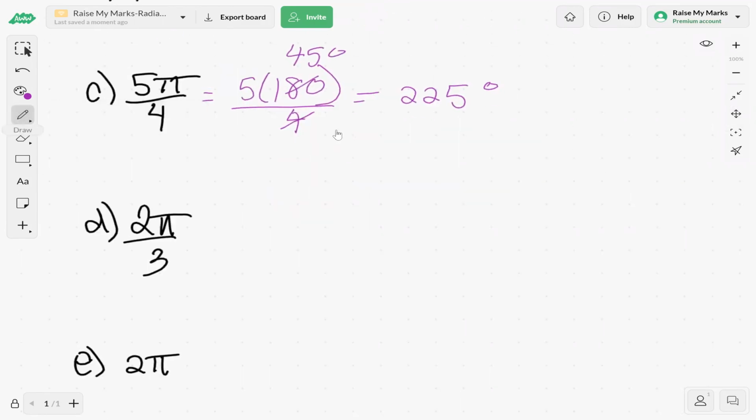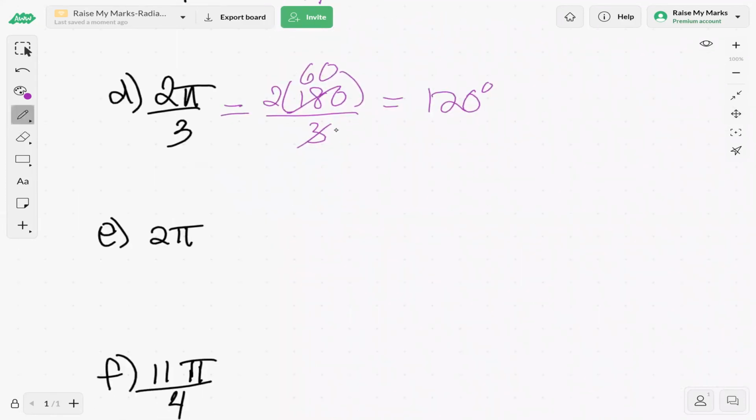And let's have a look at 2 pi over 3. Okay, I think we've done this one above. No, we haven't. All right, so we have 3 goes into 180 60 times, and 2 times 60 is 120 degrees. Okay, and 2 pi, 2 times 180, yeah, 360 degrees.